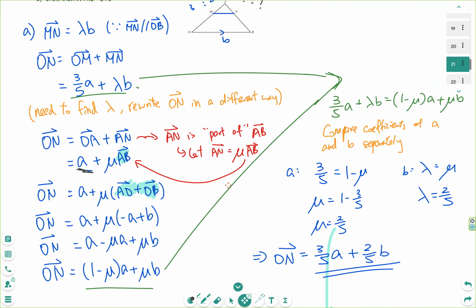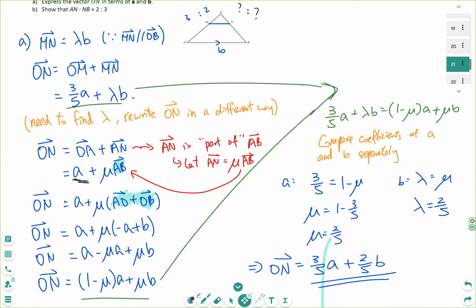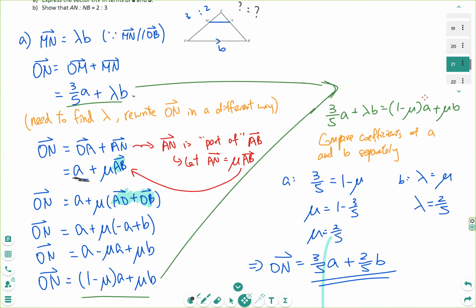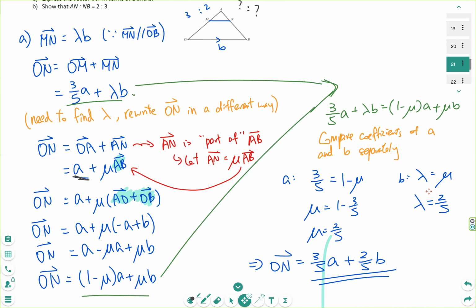Next, once you have found two ways of rewriting ON, make them equal, left and right. Don't simplify it, just compare coefficients. Compare the coefficient of A: 3/5 compared to 1 minus mu. Make them equal and solve it, then mu equals 2/5. Compare the coefficient of B: lambda and mu. Lambda equals mu, so lambda also equals 2/5.